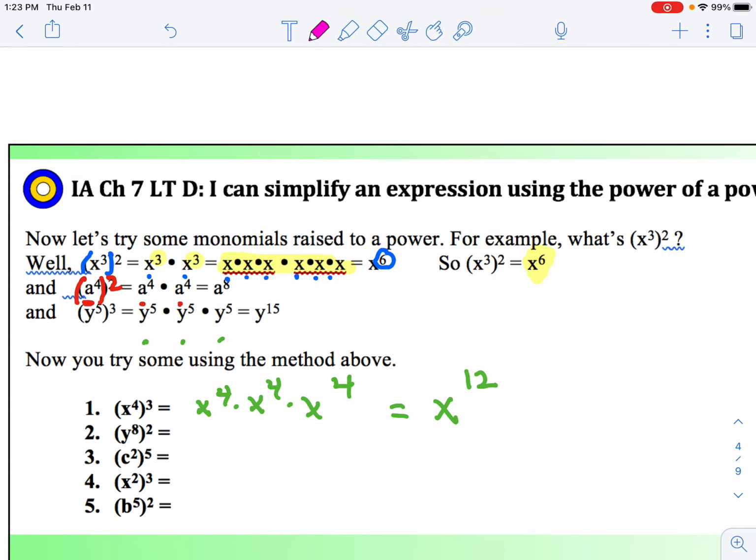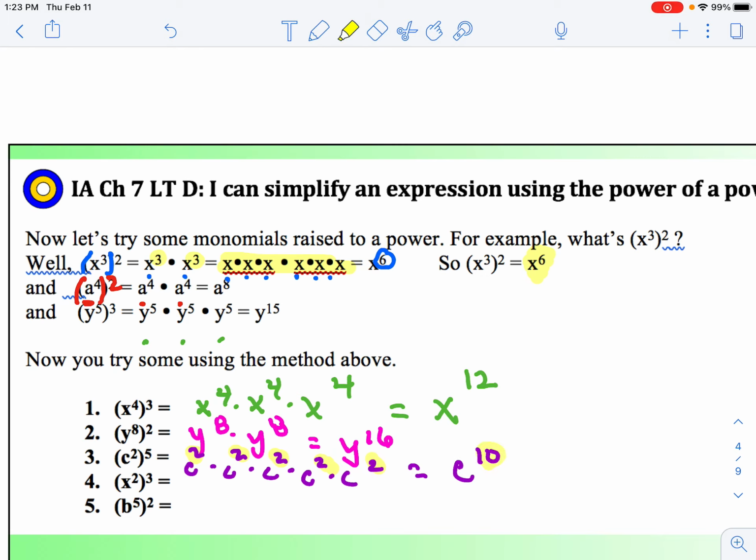So again, y to the 8th raised to the second power would be y to the 8th times y to the 8th, which would be 8 y's and 8 more y's, or y to the 16th power. So you might start seeing a pattern here. Okay, I'll jump down and do another one here. So you have c to the second raised to the 5th power would be c to the second multiplied with itself 5 times. So you'd have 2, 4, 6, 8, 10 c's all multiplied together.